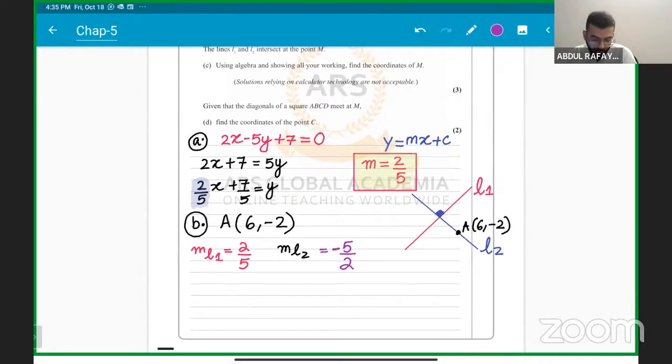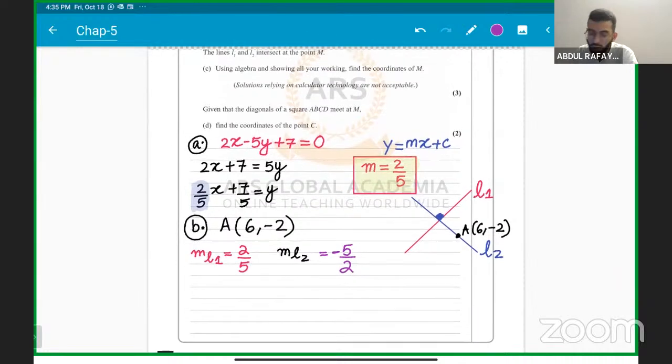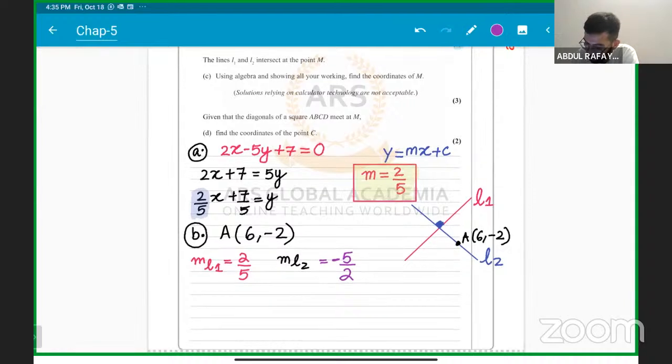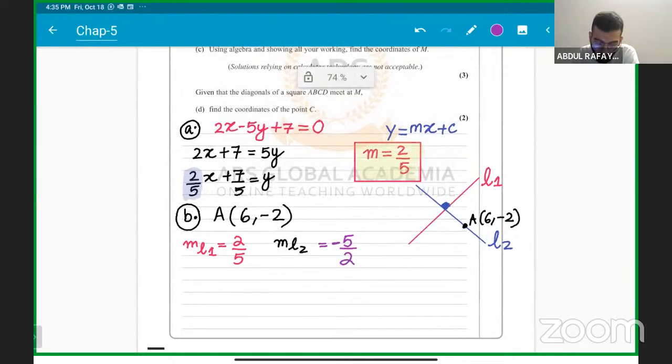What we need to understand is what the perpendicular gradient becomes. It's the opposite. Denominator becomes numerator and numerator becomes denominator. The positive sign changes to the negative sign. That is the key learning here. So we got the gradient of line 2 as minus 5 over 2. That is one of the things.